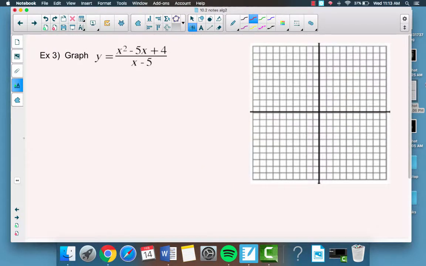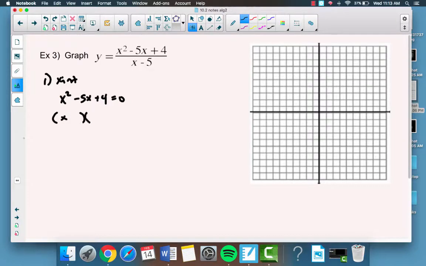So here's our last example. This one, notice we've got a quadratic on the top and then just an equation of a line on the bottom. So same process, we're going to go through and find our x-intercepts. So I'm going to take the top and make it equal to 0. Now this is one where you're going to have to do a little bit of factoring or use the quadratic formula. It's up to you. But this one does factor nicely.